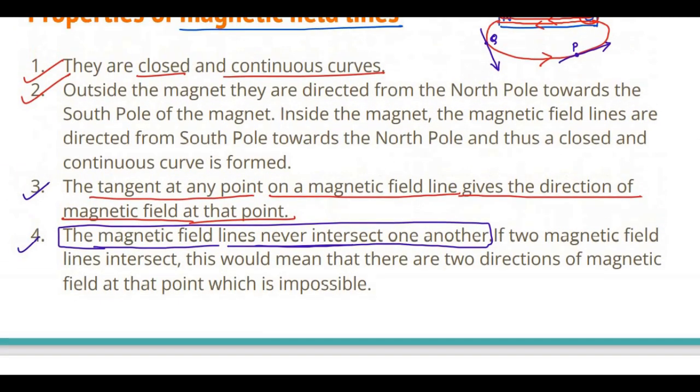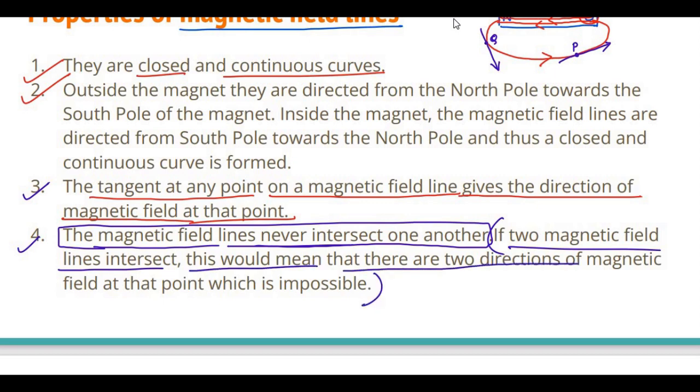क्या लिखा हुआ है? If two magnetic field lines intersect, अच्छा ये intersect तो करता नहीं है, क्यों नहीं करता? ये एक important point है कि if they intersect, it would mean that there are two directions of magnetic field at that point, which is impossible. तो ये बहुत ज़्यादा important है कि why two magnetic field lines never intersect. This comes as a question.